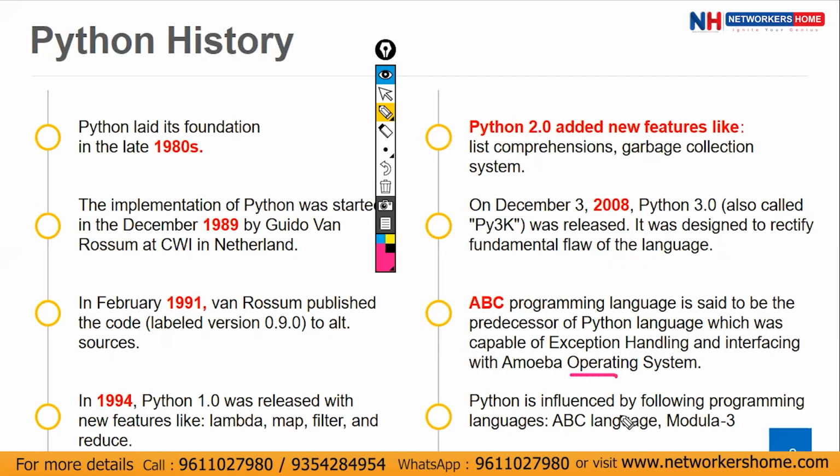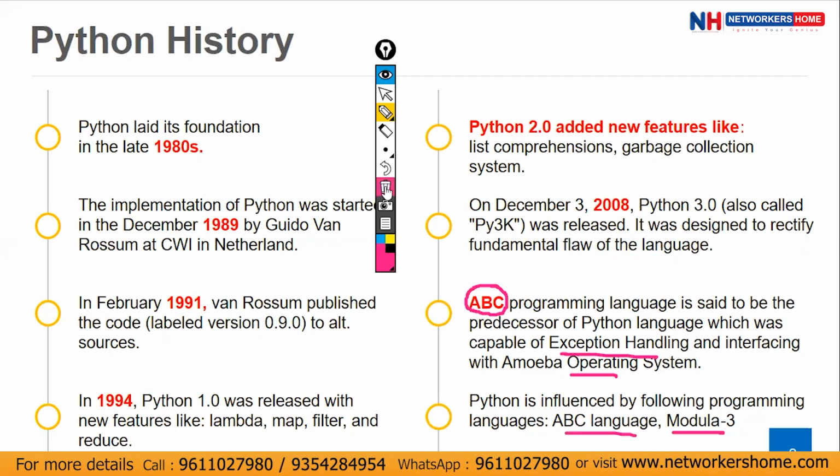So Python is influenced by programming languages like ABC and Modula-3. ABC was a different language which came before Python. Python is largely influenced by the ABC programming language, and one of the strongest features in ABC was exception handling. This is one of the strongest features of any programming language, guys.